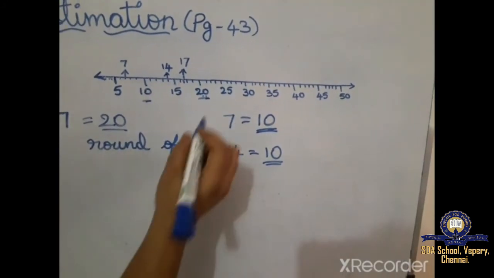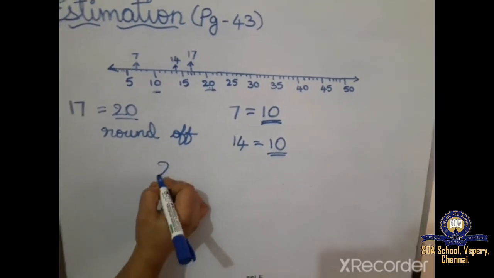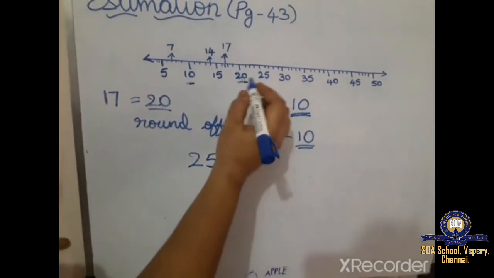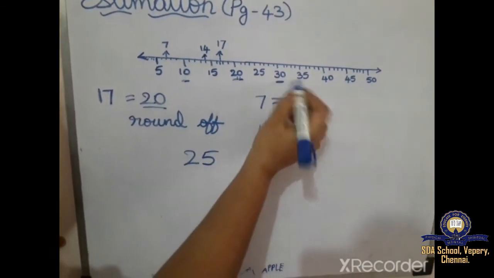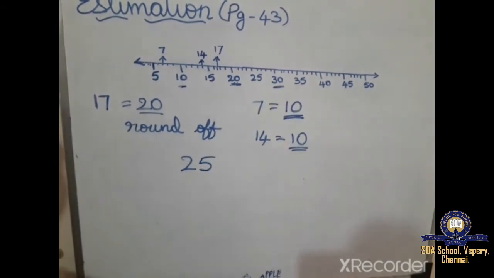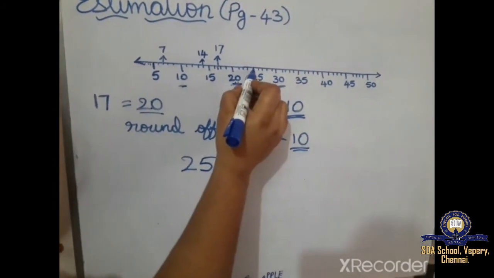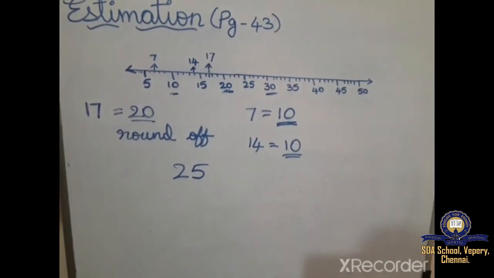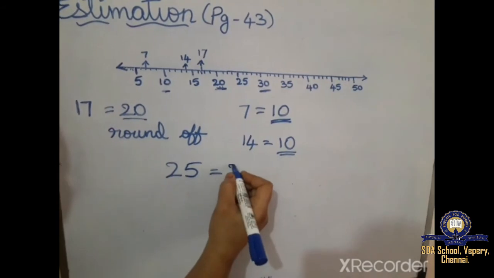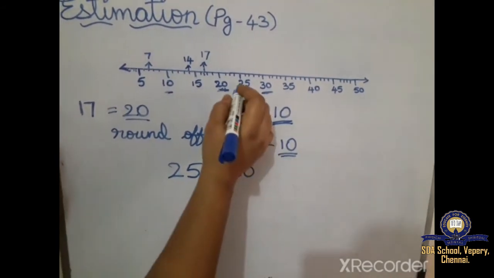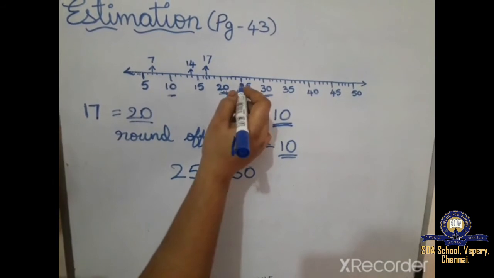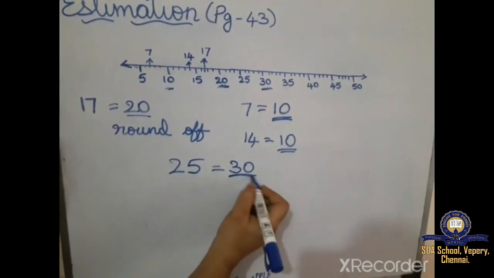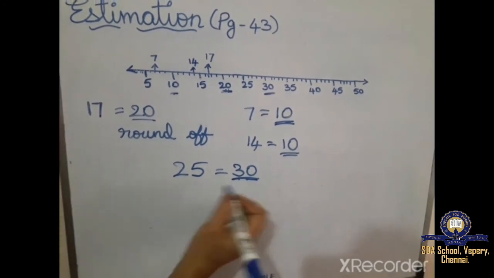Now, for example, I will give 25. Where is 25? In between 20 and 30. So what will come now? It should come 30 because it is exactly in between. It will not come this side, it will go to that side. So the estimation value or round off value is 30.